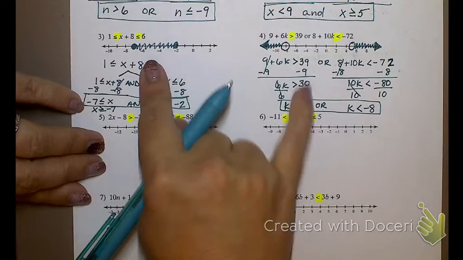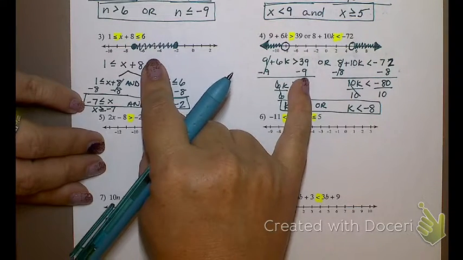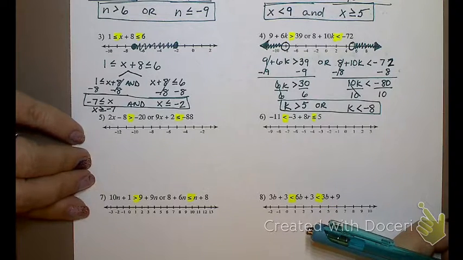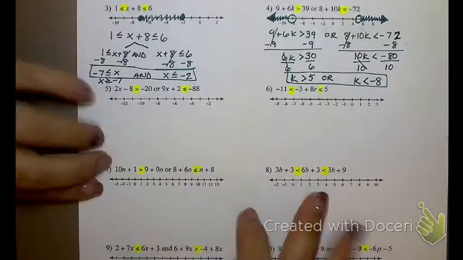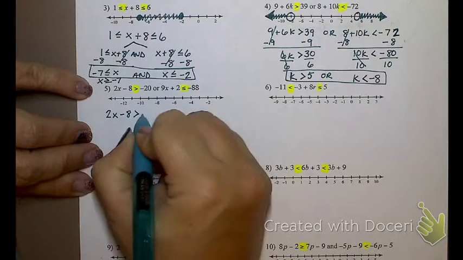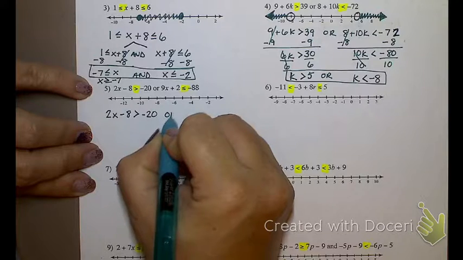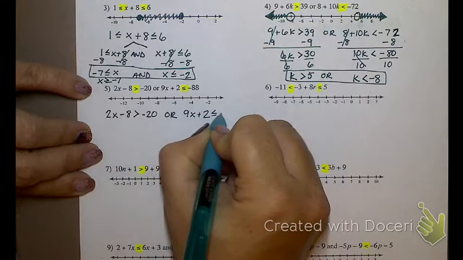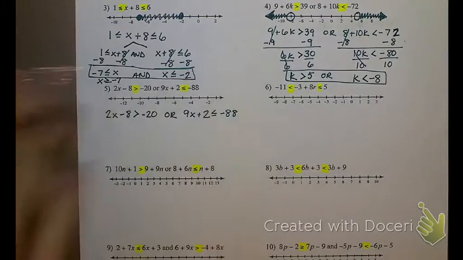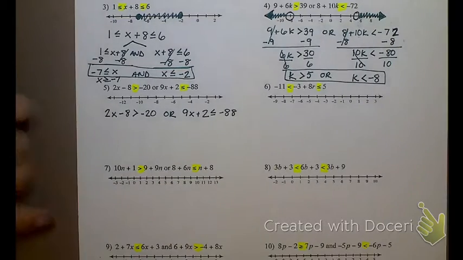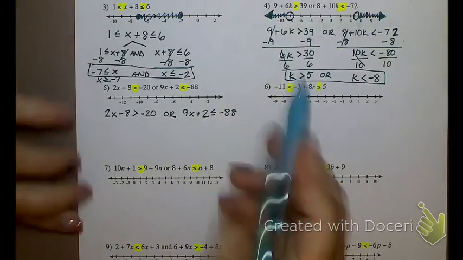So we have innies and outies, right? Ands are innies, ors are outies. All right, next one. 2x minus 8 is greater than negative 20, or 9x plus 2 is less than or equal to negative 88. Is this going to be an innie or an outie? Am I going to shade in between them or outside of them? It's going to be an outie. I'm going to shade outside.